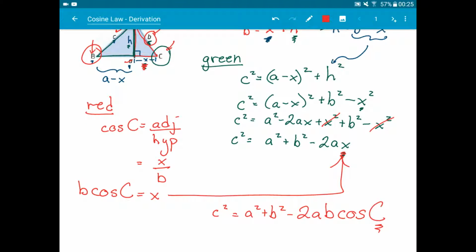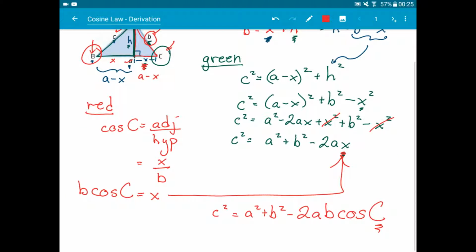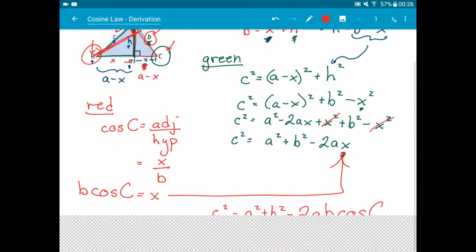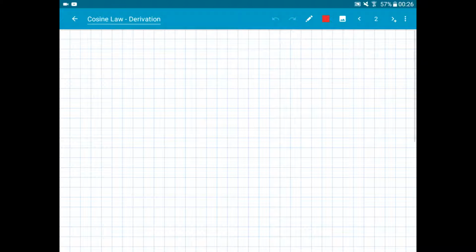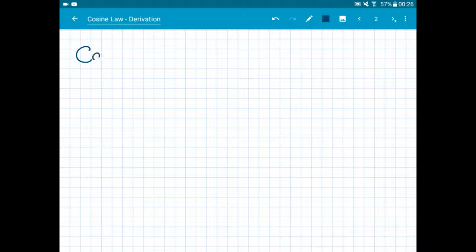Now I could have done the opposite, right? I could have labeled this side as x and this side as a minus x. If I had done that, well, then I would have been dealing with the B measurements. Okay? And likewise, I could have, again, like I talked about in the sine video, I could have split this up into a triangle that actually goes this way as well. If I did that, well, now I'd be dealing with angle A. And so there's actually three formulas that we get from this. So let's write them out. This is called cosine law.